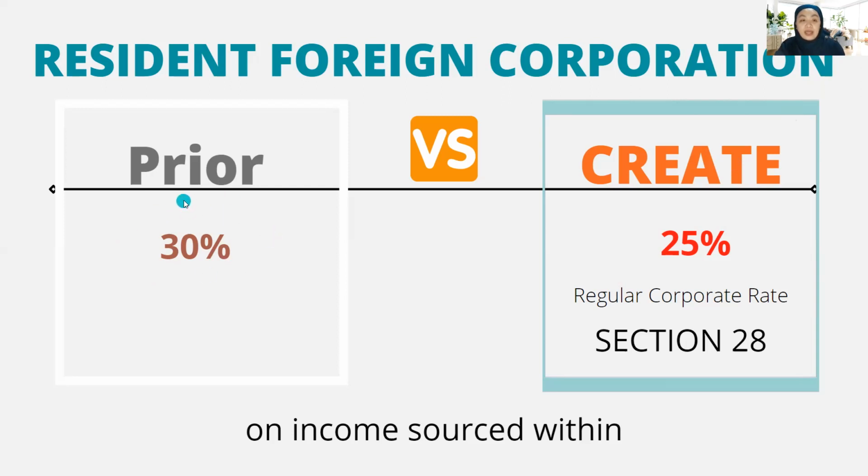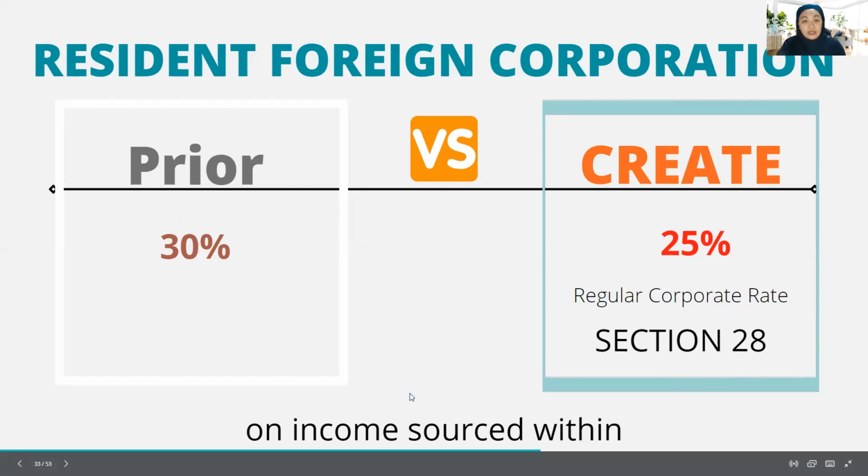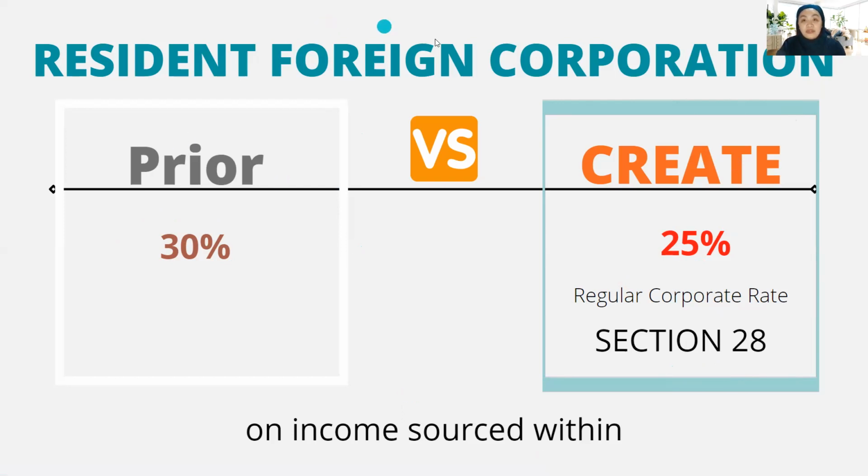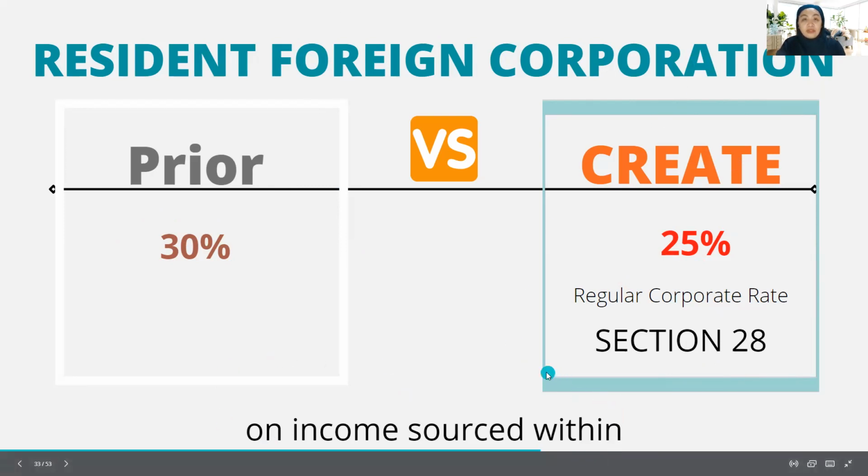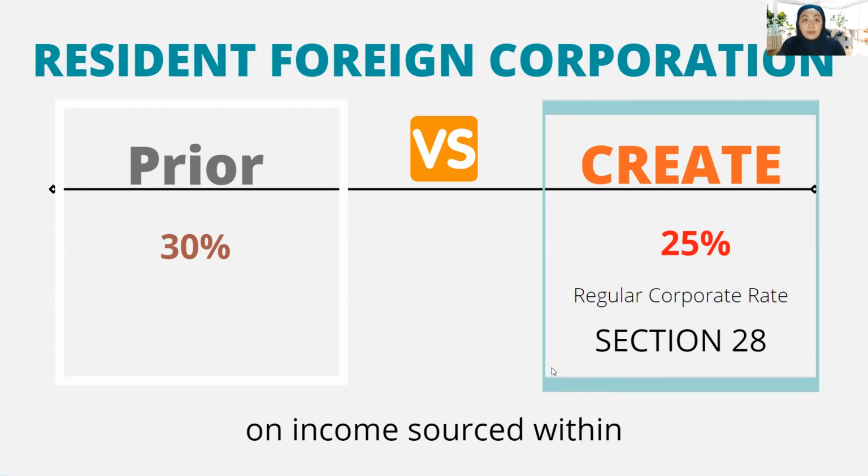So prior to the CREATE Act, it's taxed at 30%, and now it's subject to the regular corporate rate under Section 28 at 25%, just like the domestic corporation. So similar sila ng tax rate. The tax base, however, is different. If a domestic corporation is taxable for all of its income, a resident foreign corporation is only taxable on income sourced within. So doon sa previous example natin, out of the 800 million income, yung 500 million lang ang taxable sa Philippine jurisdiction, no, with respect to the resident foreign corporation.